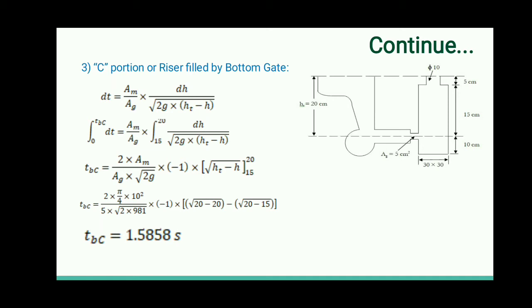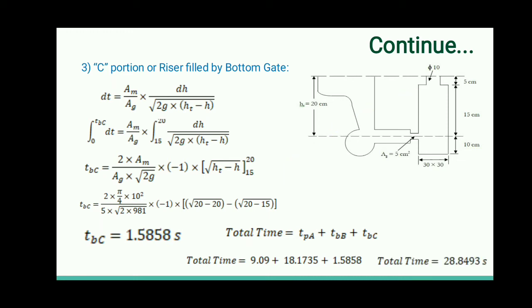So these are the timings that individually fill the portions A, B, C respectively, and now the total time will be equal to the summation of all these three. So that will be 9.09 plus 18.1735 plus 1.5858, which equals 28.8493 seconds. This is the total time required to fill the entire mold cavity along with the riser.